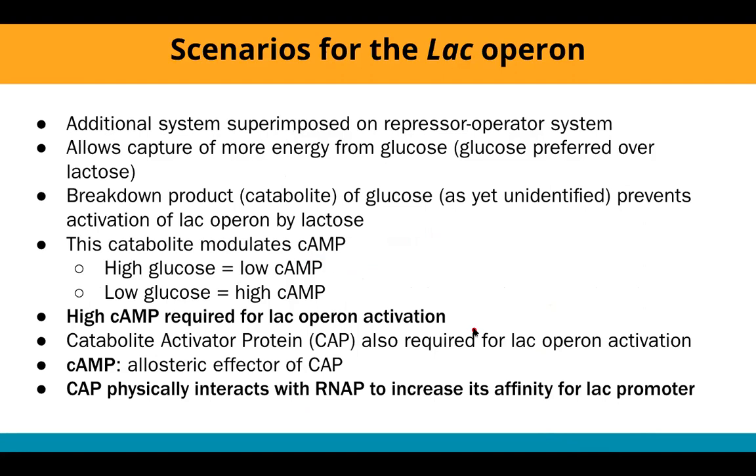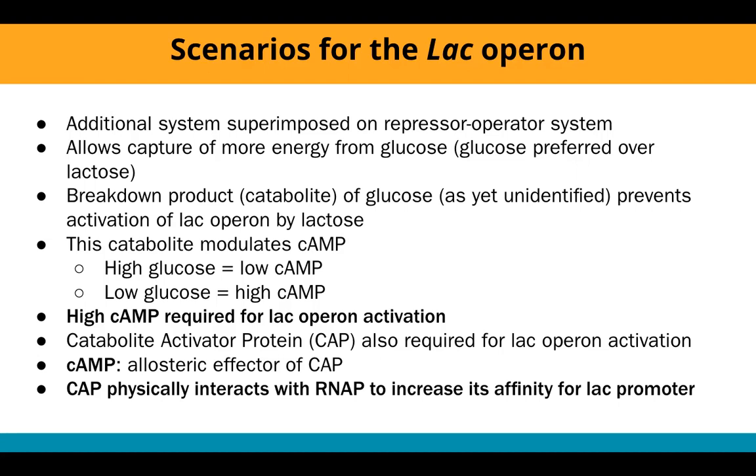Okay. So an additional system, superimposed on the repressor-operator system, allows capture of more energy from glucose. Again, glucose is preferred over lactose. Just to emphasize again, if you have a high glucose, you have a low cAMP. If you have a low glucose, you have a high cAMP. And you need to have a high cAMP for lac operon activation. Why? Because cAMP binds to the catabolite activator protein. cAMP is an allosteric effector of CAP, and CAP physically interacts with RNA polymerase to increase its affinity for the lac promoter.